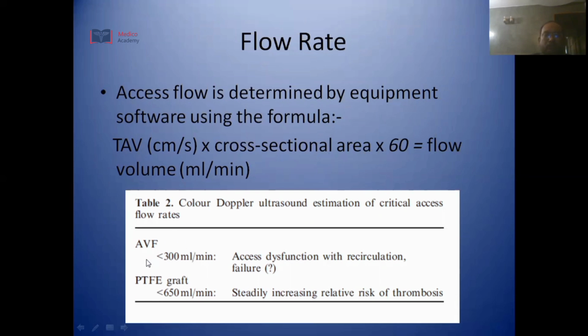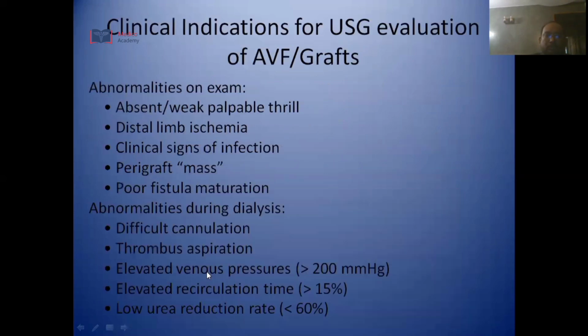If the flow volume is less than 300 ml per minute, then access dysfunction with recirculation failure can happen. And in case of the graft, if it is less than 650 ml per minute, then a steadily increasing relative risk of thrombosis can be thought of.